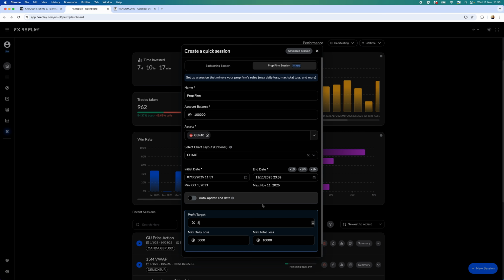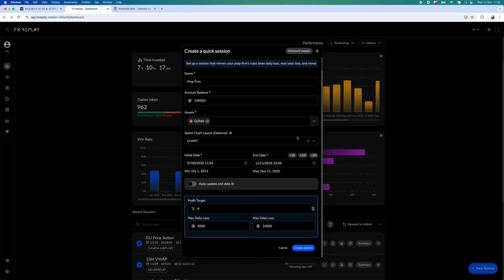So here, as you can see, these are the details for the prop firm session that we're going to do. We've got a $100,000 account. We're going to be trading the German DAX from the 30th of the 7th, 2025. The profit target will be 8%, which is the most common profit target unless you're trading FTMO. The max daily loss will be 5K, the max total loss is 10K, and we will go through and see if we can pass this challenge with this specific strategy.